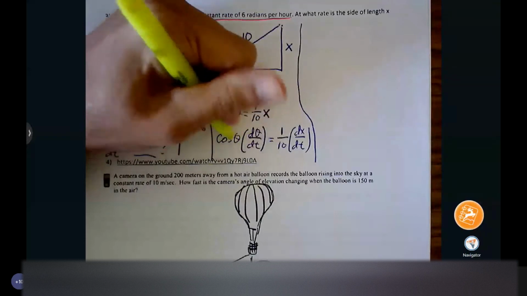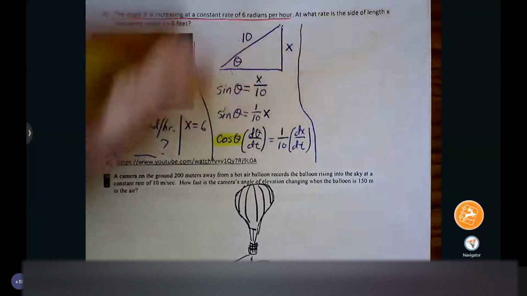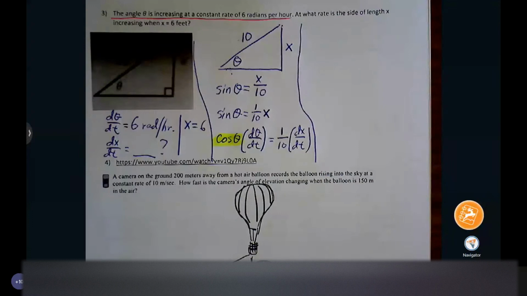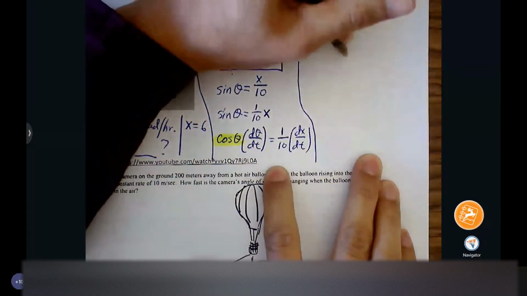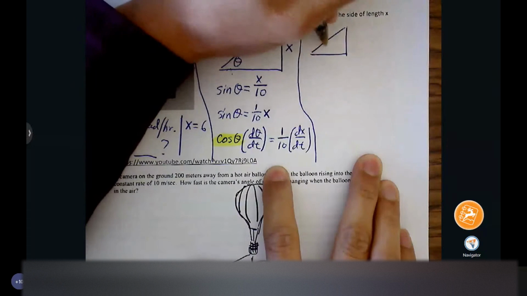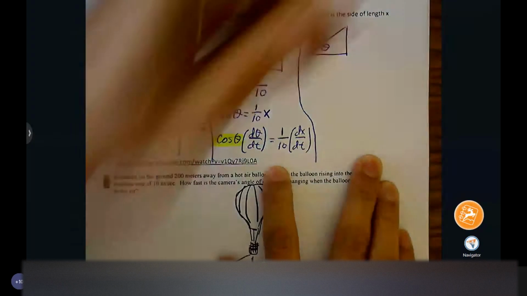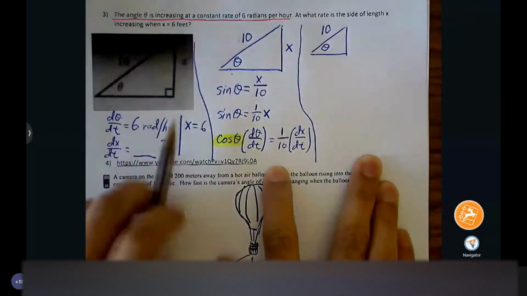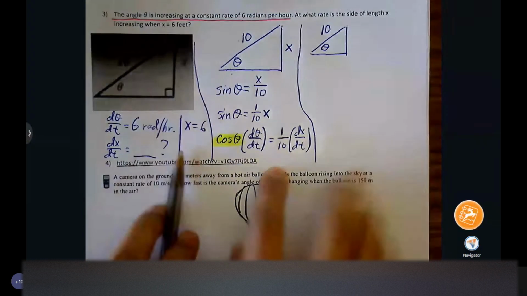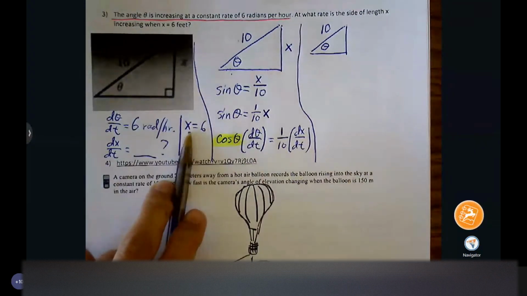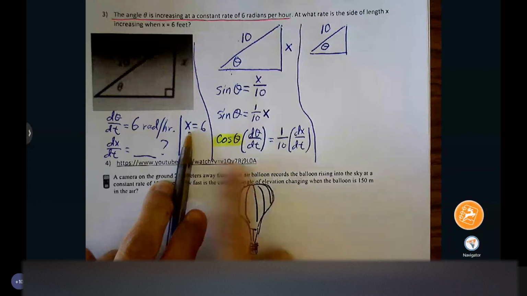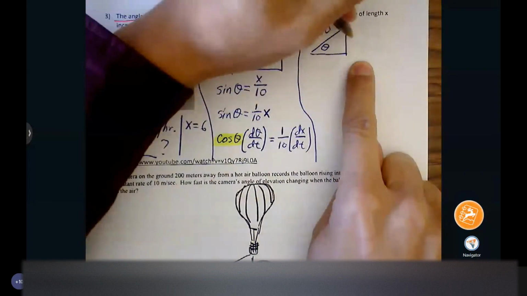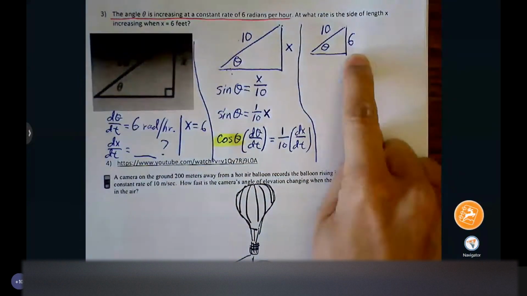Okay? We're not going to worry about theta. We're going to replace the entire cosine theta. And to do that, we're going to create a second triangle, and the second triangle with all the sides labeled so that we can find a ratio for that cosine theta. So here's my second triangle. This x is now, we're zooming in on just a moment in time. So this is when we're going to use that 6. That 6 is now going to come into play for us.